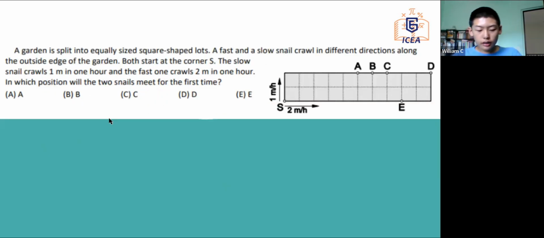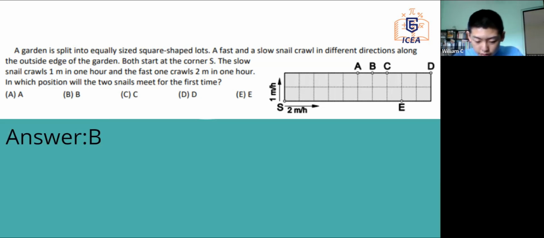Second question. Garden is split into equally sized square-shaped lots. Fast and the slow snail crawl in different directions along the outside edge of the garden. Both start at the corner S. The slow snail crawls 1 meter in 1 hour, and Fast crawls 2 meters in 1 hour. In what position will the 2 snails meet for the first time? The answer is B. The way to do this is to directly count it out.